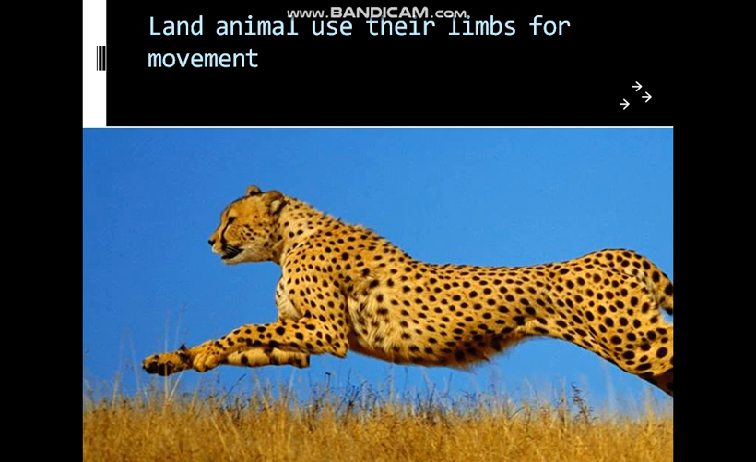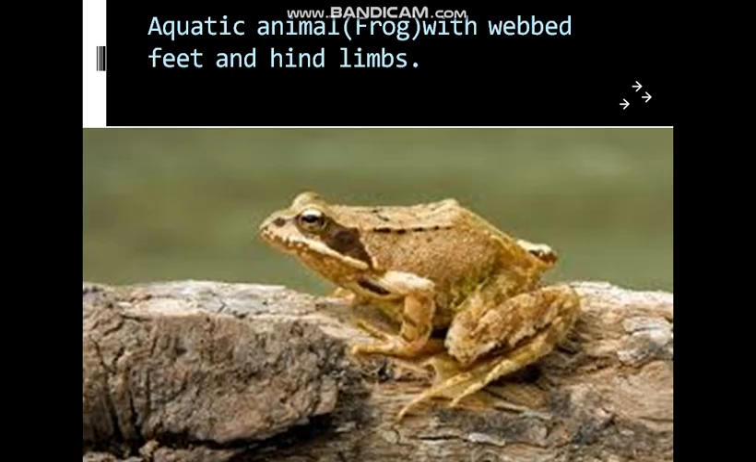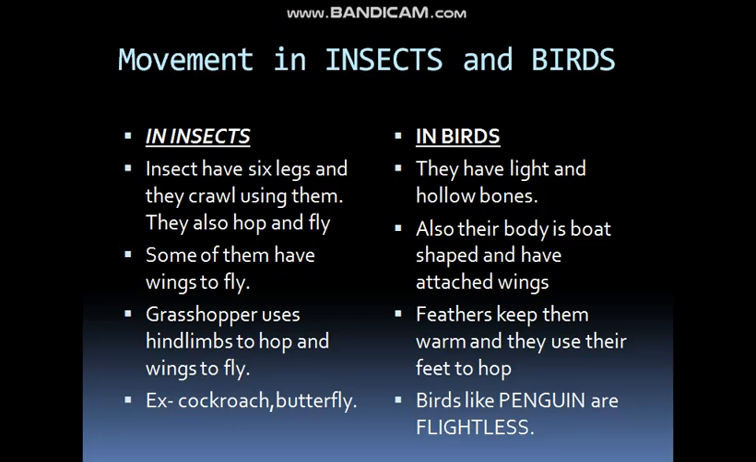Have a look at land animals, which use their limbs for movement. And aquatic animals, for example a frog, that moves with the help of its webbed feet and also with the help of hind limbs. Now we will deal with very common organisms such as insects and birds.